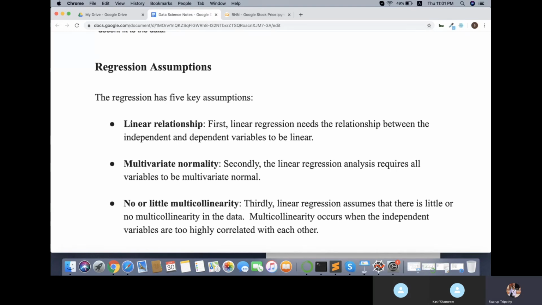Yes. Next is multivariate normality. This is the second assumption here. Linear regression analysis requires all variables to be multivariate normal. It means all the variables should be very near to a normal distribution. It should not be highly skewed. If, when you take multiple variables into consideration, most of them are skewed here and there, then it's very difficult to find the actual relationship. So if it is very much towards normal distribution, then it is good. That's why we say our data should be multivariate normal.